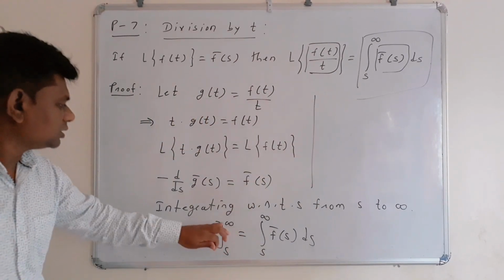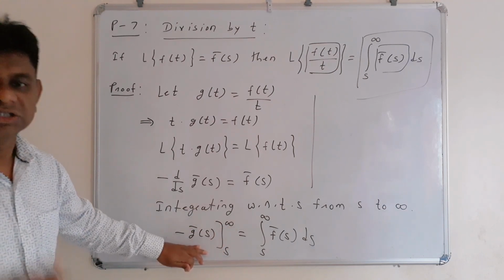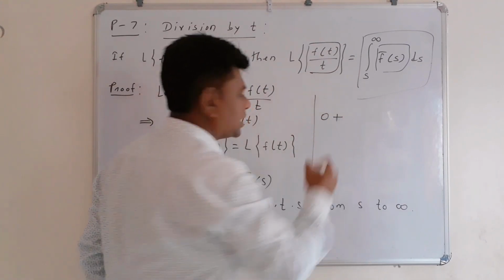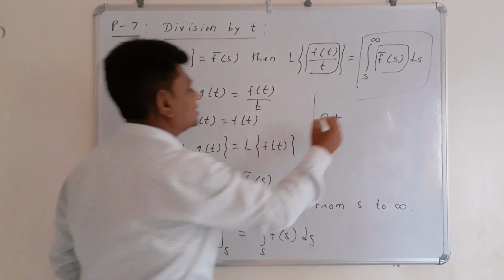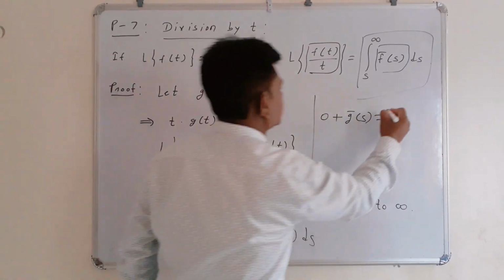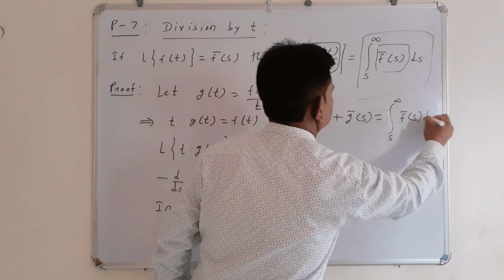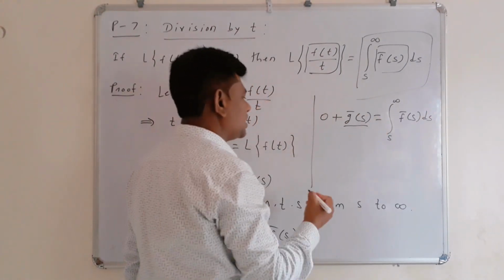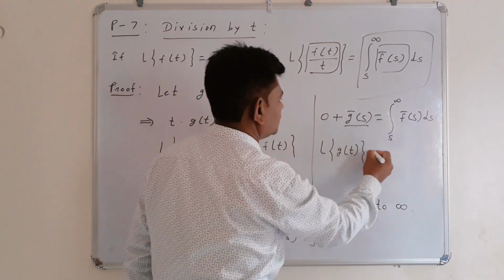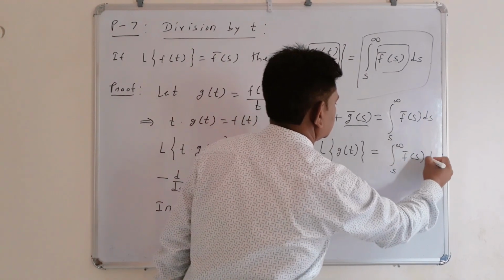Now if we put the upper limit infinity in g bar s, we get the answer 0. So the upper limit is 0, and minus minus is plus, the lower limit is g bar s, which is equal to the integration from s to infinity of f bar s ds. Now this g bar s is the Laplace transform of g of t, and this is equal to the integration from s to infinity of f bar s ds.